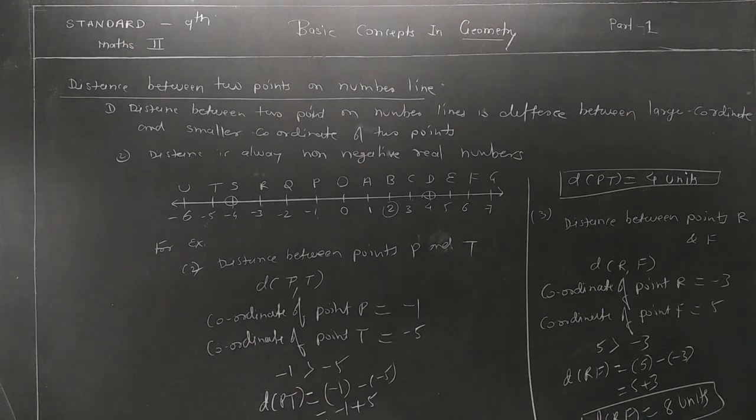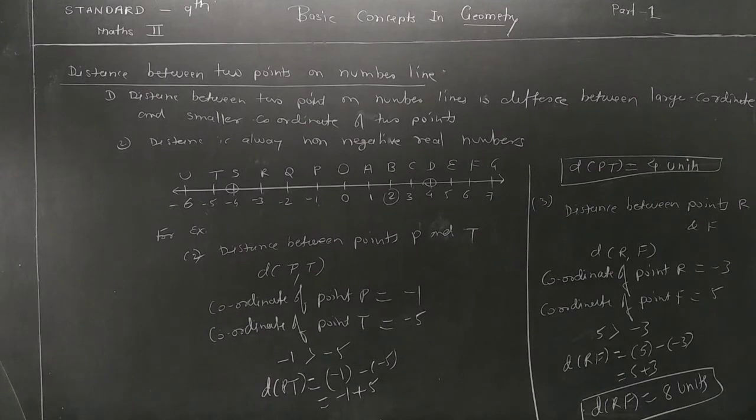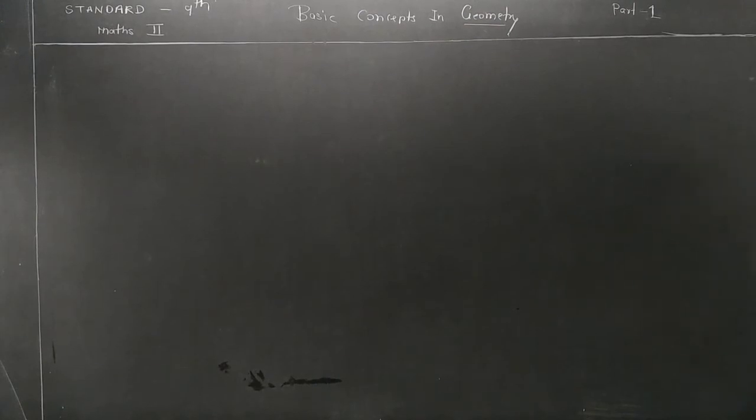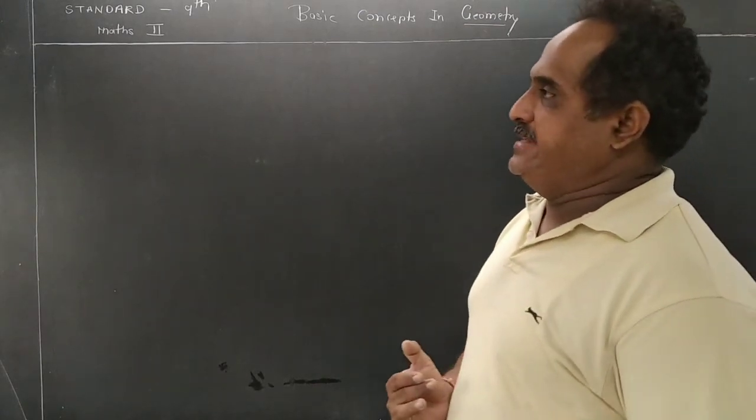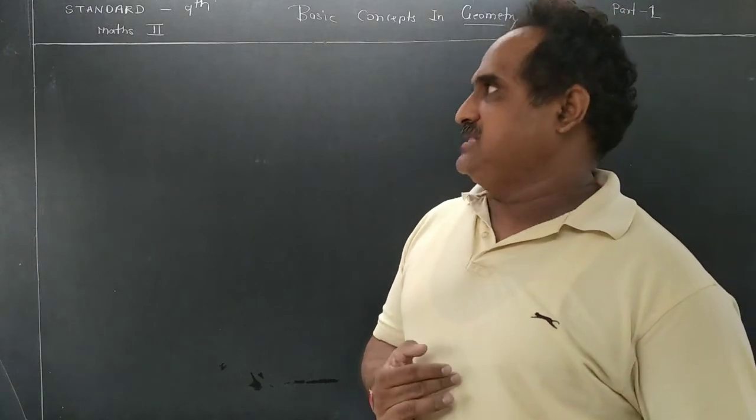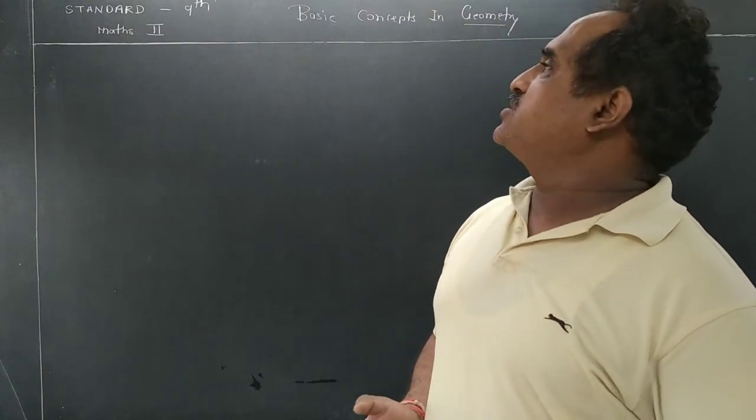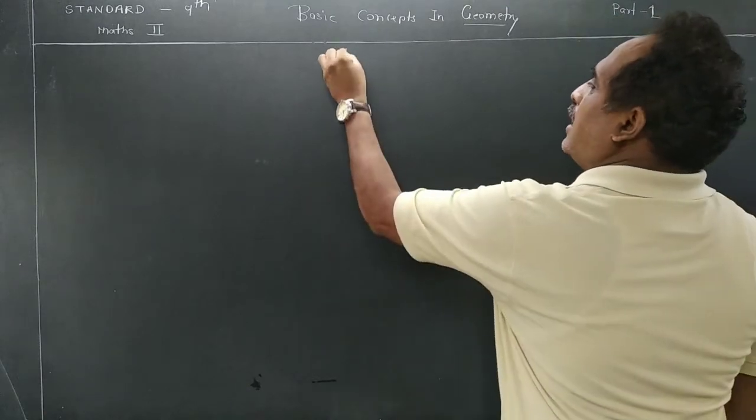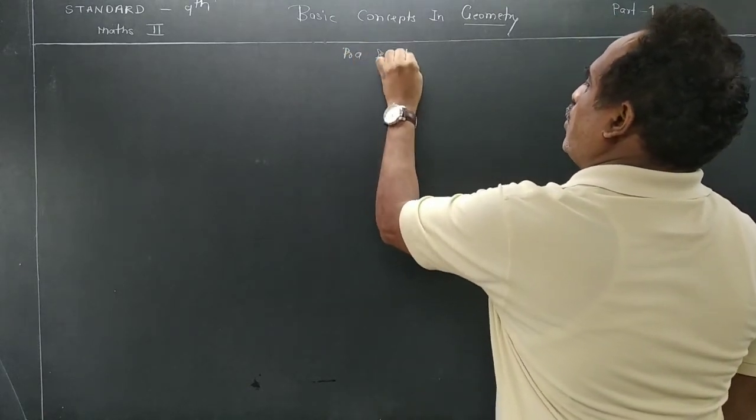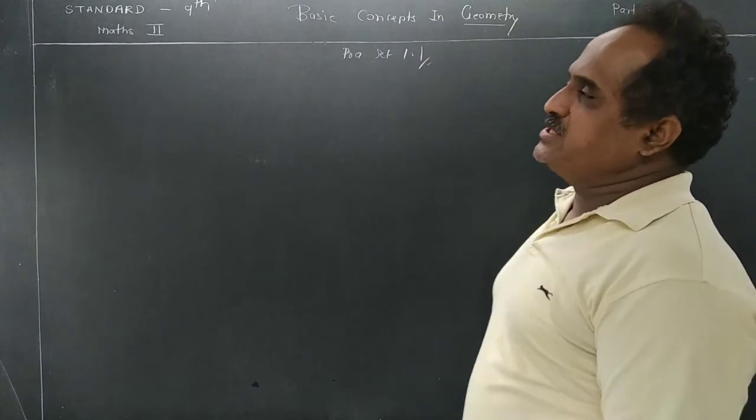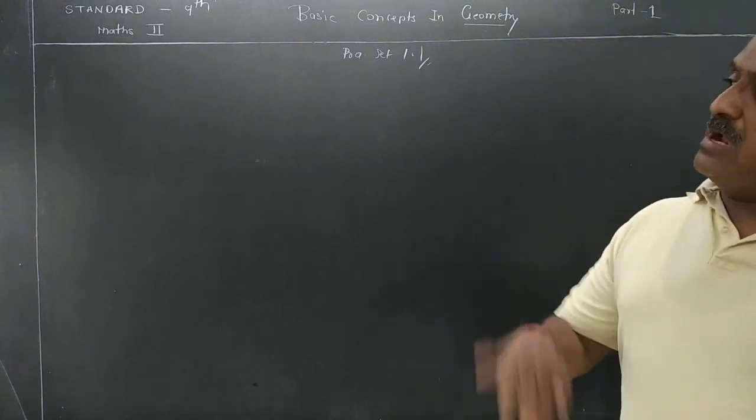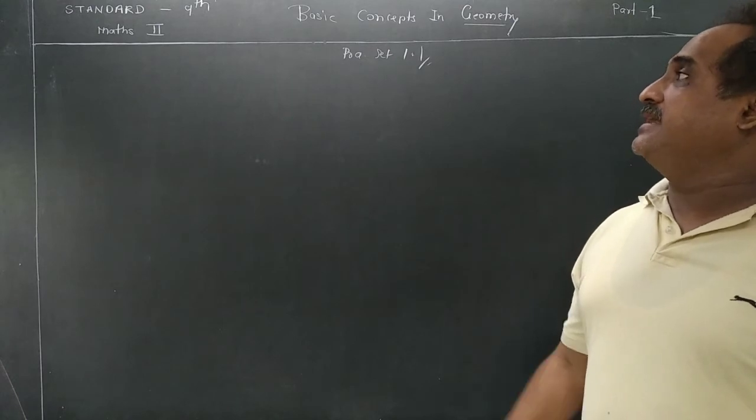So this is the distance between any two points on the number line. There's one more concept, betweenness, but we'll do that concept after doing some questions of practice set 1.1. We'll do 2 questions first, then we'll go for the concept of betweenness, and then we'll continue with the exercise of this practice set.